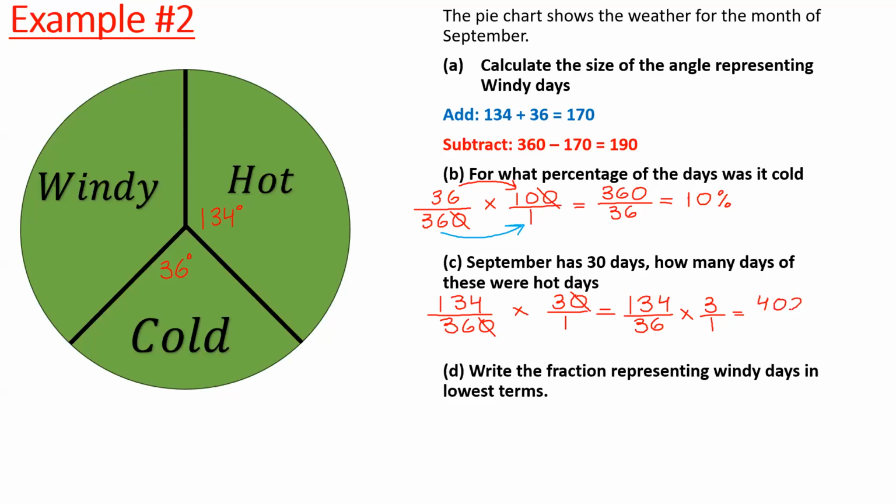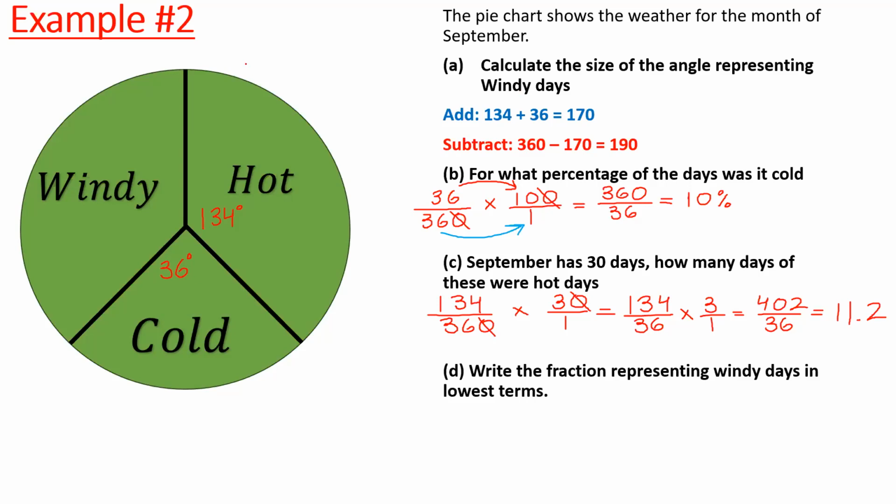402 divided by 36. And so what do we get when we divide them? 11.16. So I'm just going to round it to the nearest 1 decimal place. So we get 11.2.